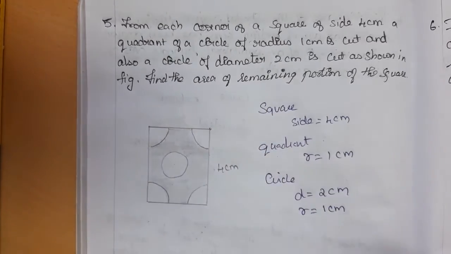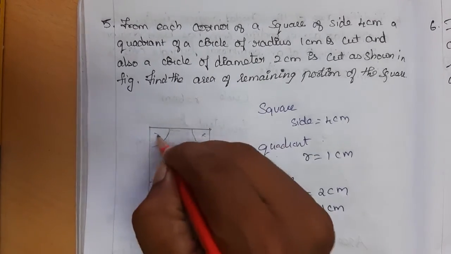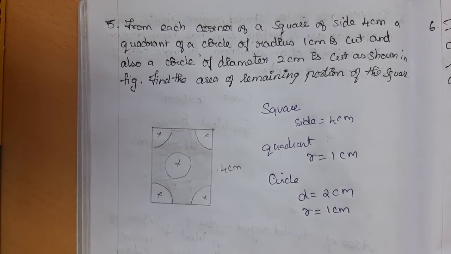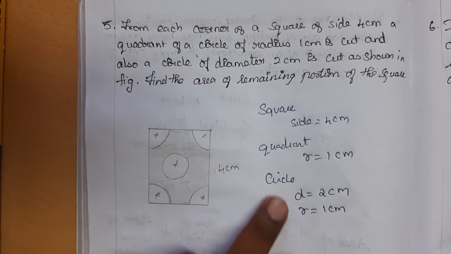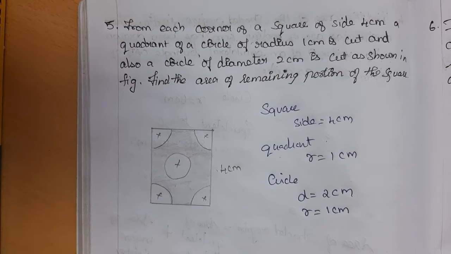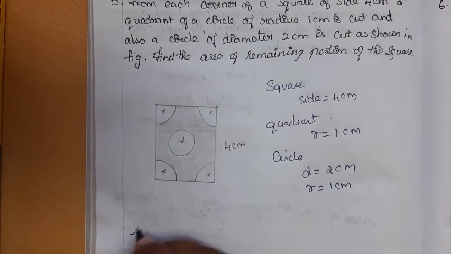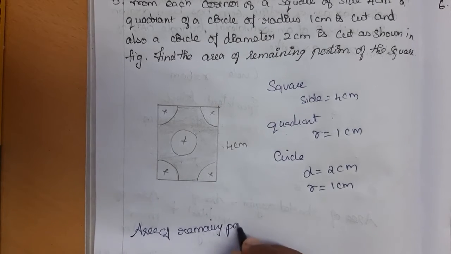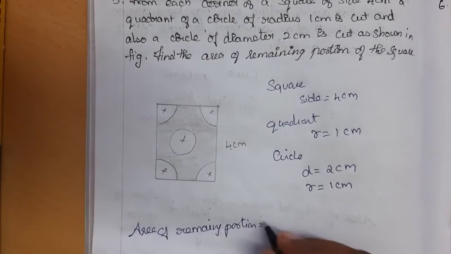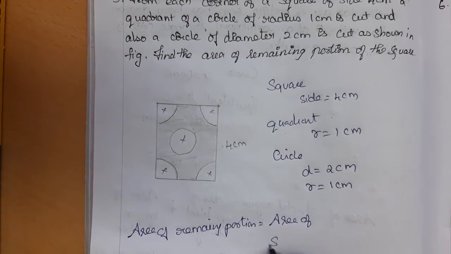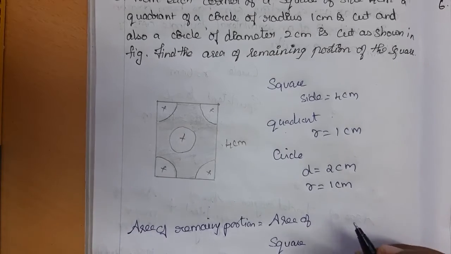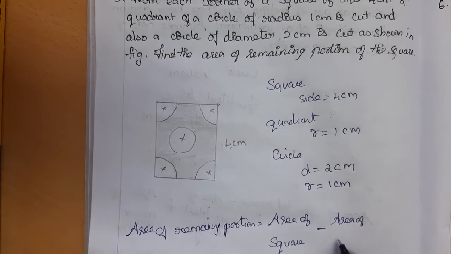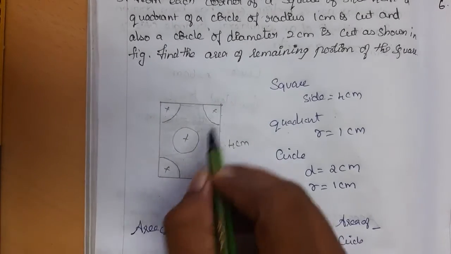And the area of the remaining part of the square. So this 4 quadrant is cut from the square, and also this circle. That means cut means we have to subtract. So if the radii are different, then we represent them as R1 and R2. Here the radii are the same, so I am going to represent it as R. So area of remaining portion is equal to first the area of the square. With that square we are going to subtract the area of the circle and the area of the 4 quadrants.